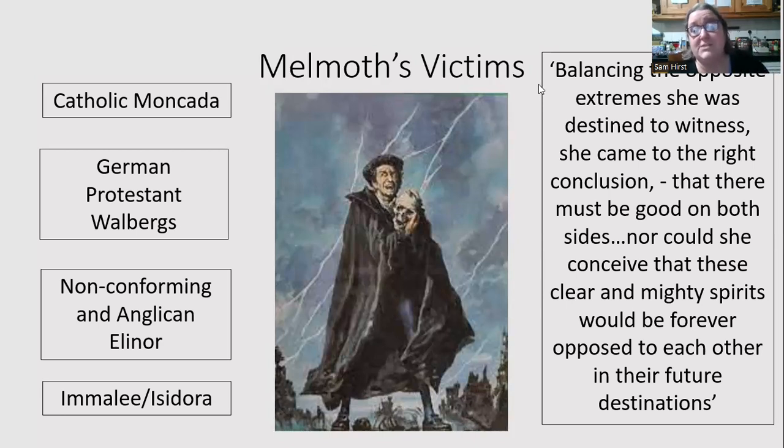There must be good on both sides, nor could she conceive that these clear and mighty spirits would be forever opposed to each other in their future destinations. So this is an advocation of theological tolerance, arguably potentially the basis for a theopolitical toleration. I'll talk about that a bit more in a second. So although very clearly Melmoth the Wanderer offers a critique of theological and political aspects of Catholicism, it also very explicitly extends tolerance, theological tolerance.